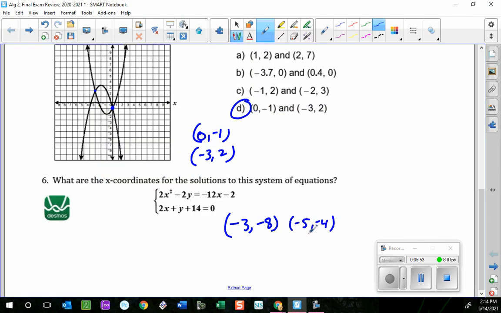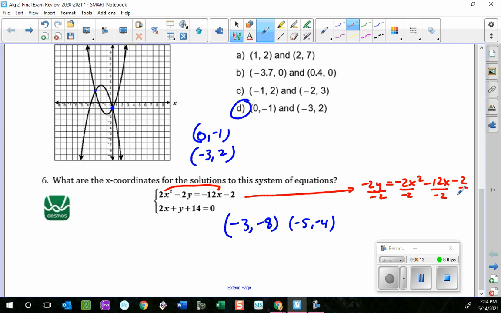Now, if you do have to solve these for y and put them in a calculator, then to do that, you'd want to start by moving this 2x squared over to the other side. So this problem would become negative 2y equals negative 2x squared minus 12x minus 2. And you divide every single part by negative 2, producing x squared plus 6x plus 1. Then here, you want to move the 2x and the 14 to the other side. That would produce y equals negative 2x minus 14.